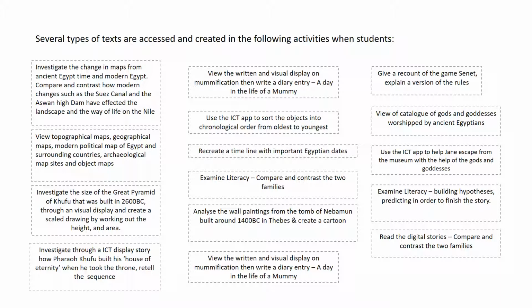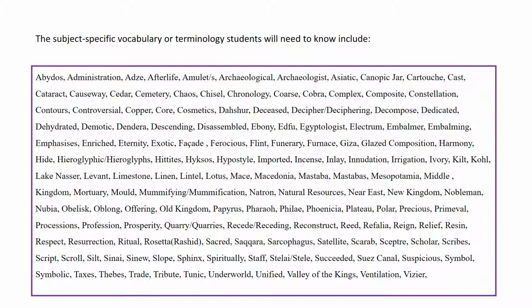Investigate the size of a great pyramid and work out height and area. Investigate displays and retell sequences. View written and visual displays on mummification and then write a diary entry. Read the digital stories and compare and contrast. The subject-specific vocabulary or terminology students will need includes various words from administration through to ventilation and vizier.